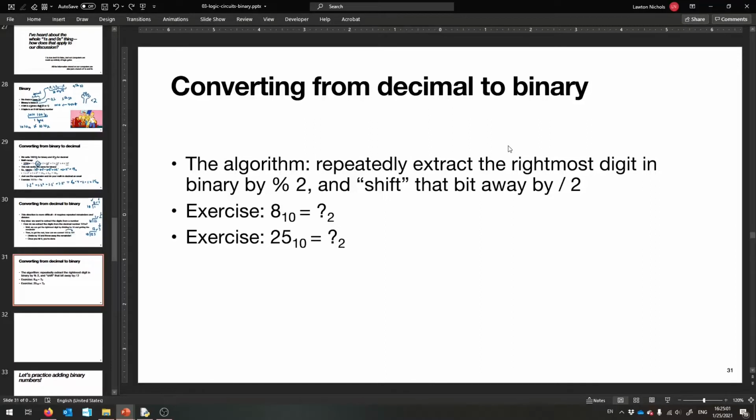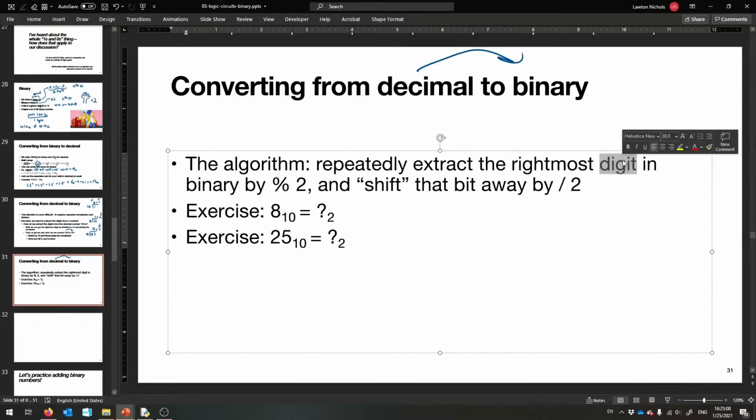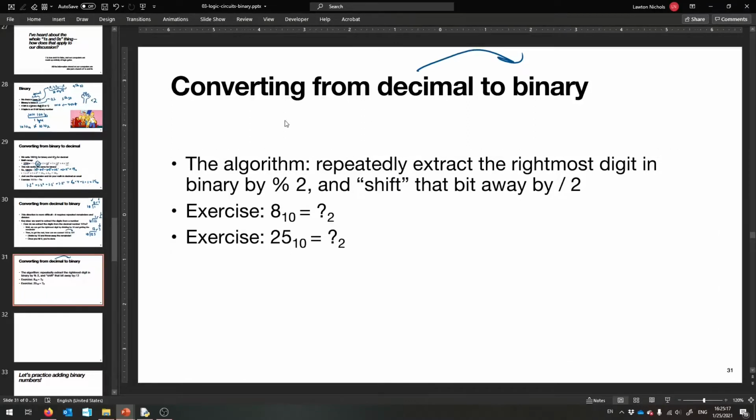Okay, so here is the algorithm for converting decimal to binary. You're going to repeatedly extract the rightmost binary digit by taking the remainder after dividing by 2. That's what this sign means. It's called modulo. So think of it as remainder: remainder when dividing by. That's what that symbol means.